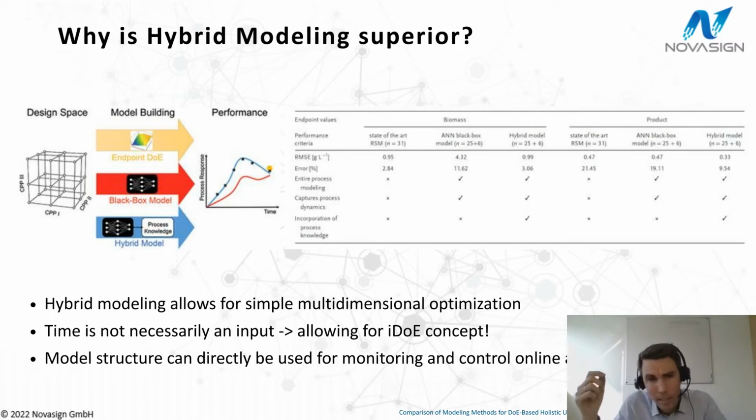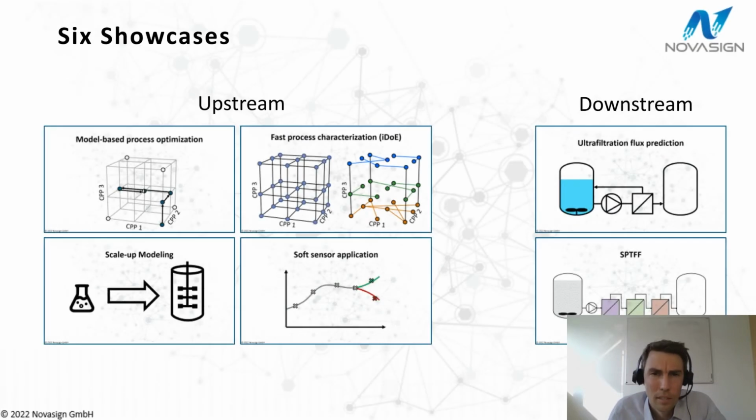And finally, the model structure, as I said, can directly be taken for monitoring and control, because you just have to put the input parameters in, and then you get a prediction for the output parameters you're basically interested in. So these are the 6 showcases I want to show you today, 4 upstream showcases and 2 downstream showcases.